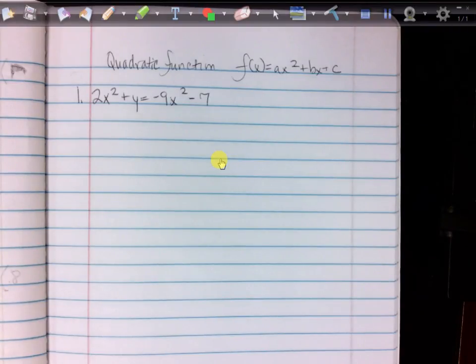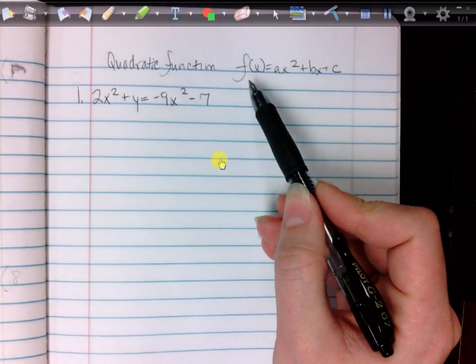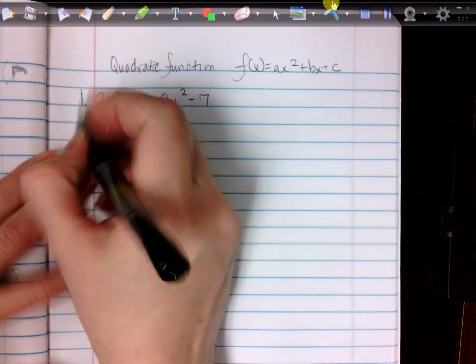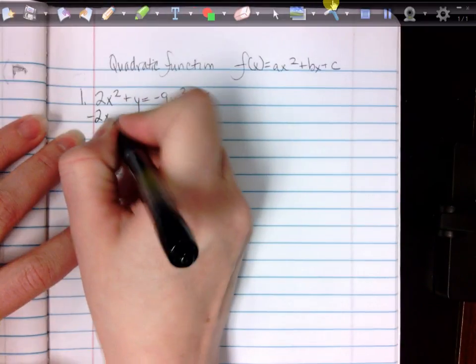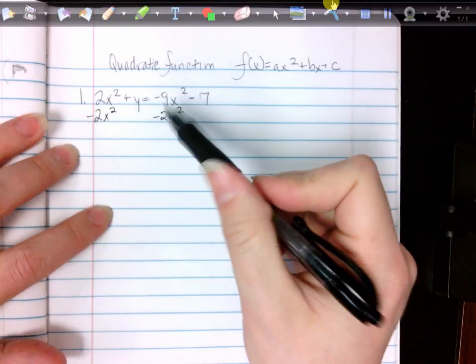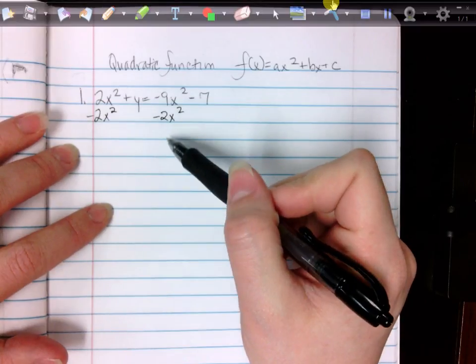It's 2x squared plus y equals negative 9x squared minus 7. We have to get this in the right form. Quadratic formula is written for you up here. You know that f of x is the same thing as y. Then you have equals ax squared plus bx plus c. So we have to get y by itself, so we're going to subtract our 2x squared from both sides. And I'm going to go ahead and put it underneath my negative 9x squared because those terms are alike, so I know that I can add or subtract them.